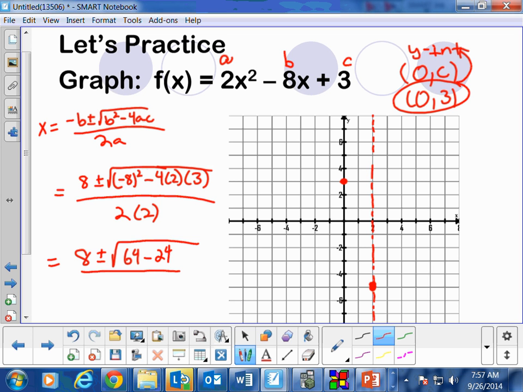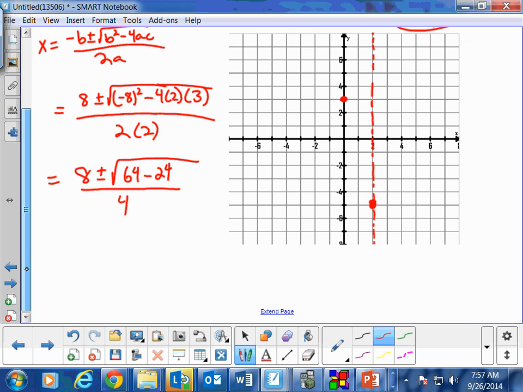And over 4. Let me go ahead and just shift this a little bit. And we'll get the 8 plus or minus. That's going to result in the 40, yes. 40 all over 4.